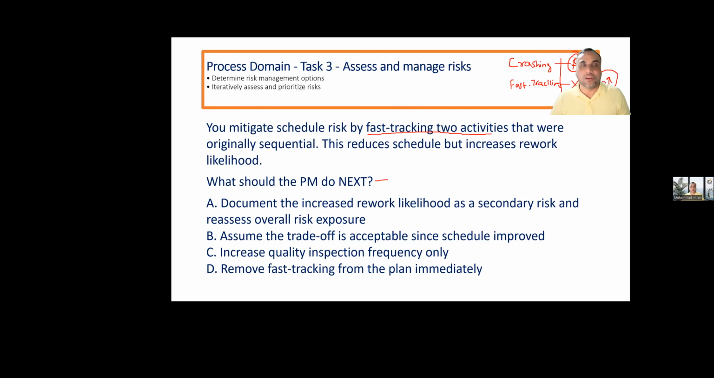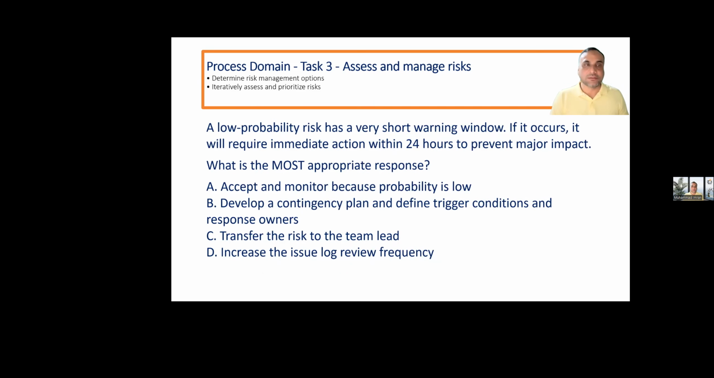Increase quality inspection frequency only. Remove fast tracking from the plan immediately. So the correct answer here is, exactly, the correct answer here is A. Document the increase as a secondary risk that it may arise. Very good. Let's go next.